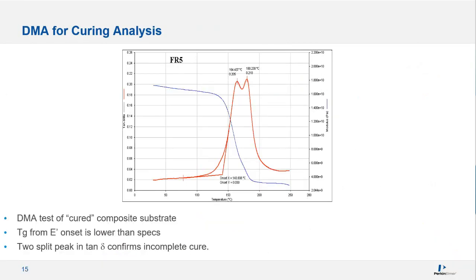This is a test of a composite material. It's suspected that it's not fully cured, as claimed. As you can see, the Tg from the modulus onset is lower than specs, and a split peak in the tan delta curve confirms that this is not fully cured material.